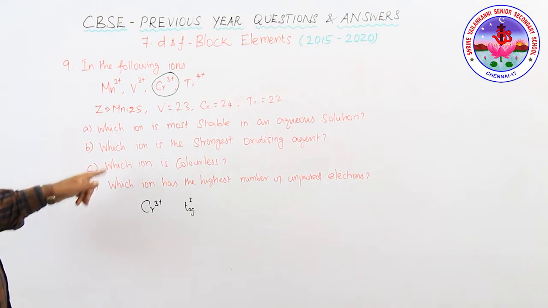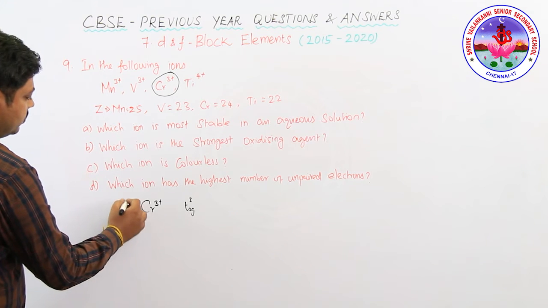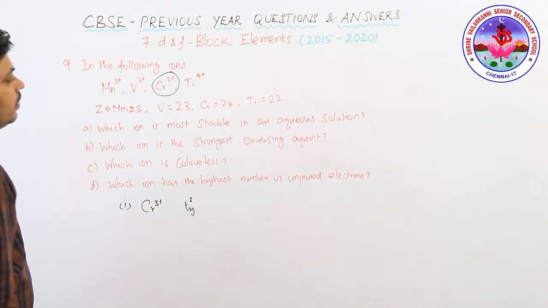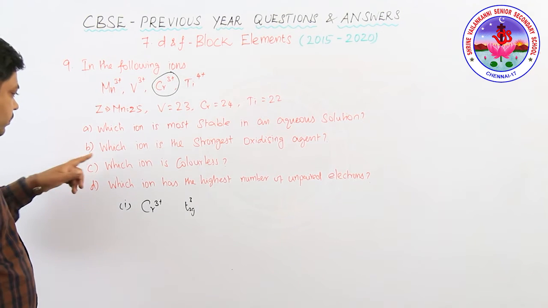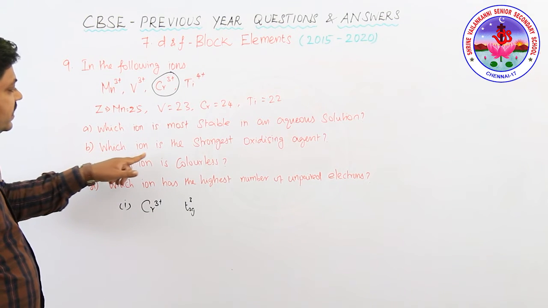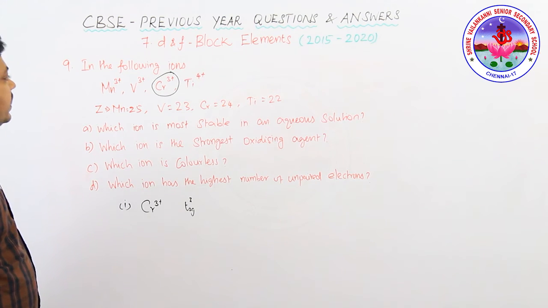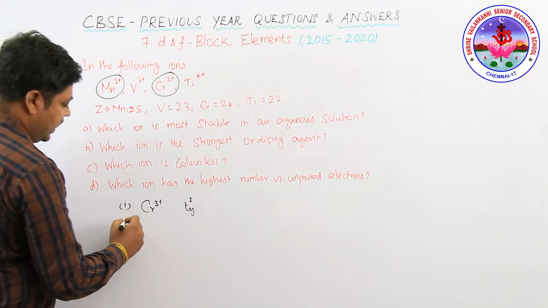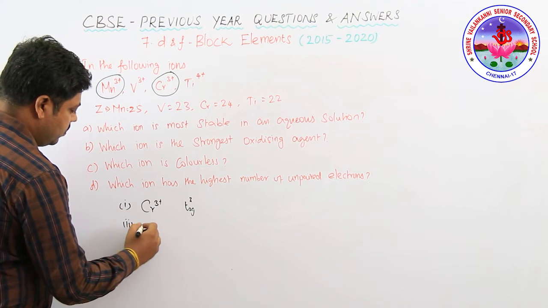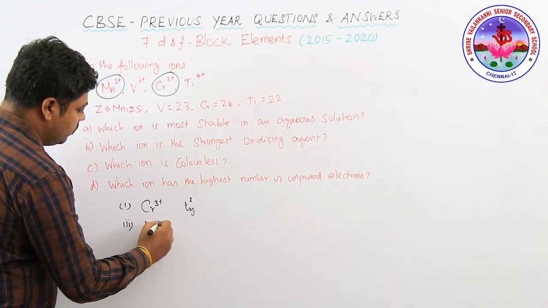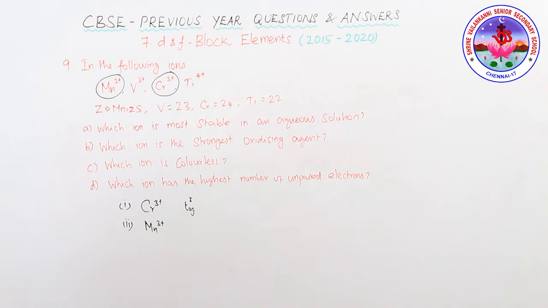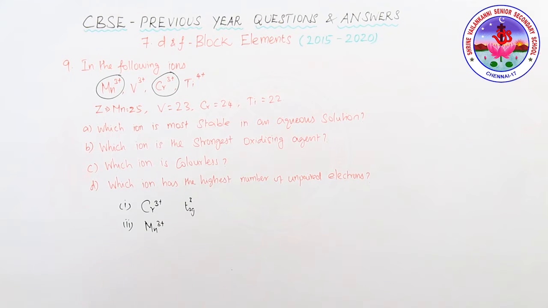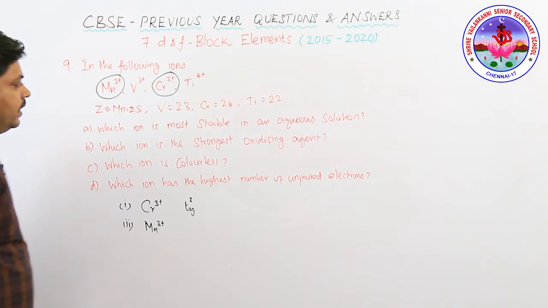This is the first answer: Cr3+ is the most stable ion in the aqueous solution. Second question, which ion is the strongest oxidizing agent? You can tell this is manganese 3 plus. The second answer is Mn3+. Manganese 3 plus is the strongest oxidizing agent.